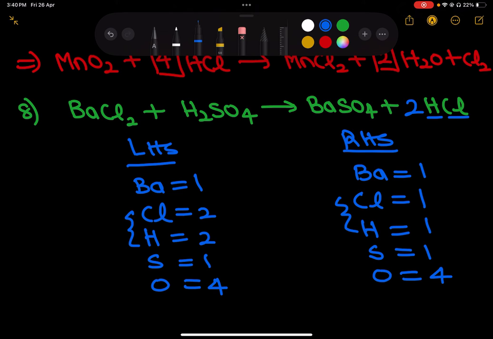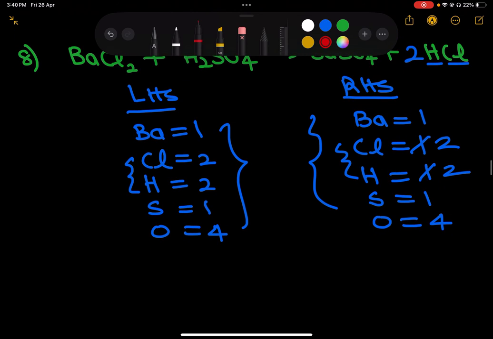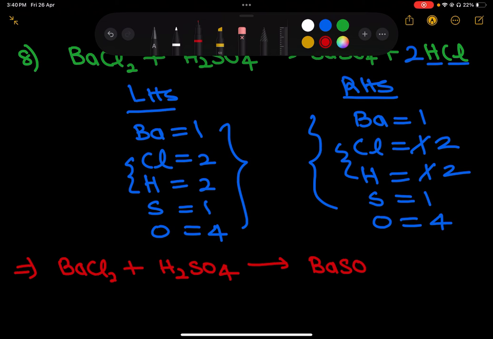So basically, you have to put a 2 here. So we'll get 2 and 2, and this is balanced. Okay, so not very difficult again. So BaCl2 plus H2SO4 gives BaSO4 plus 2 HCl. Okay, moving on.